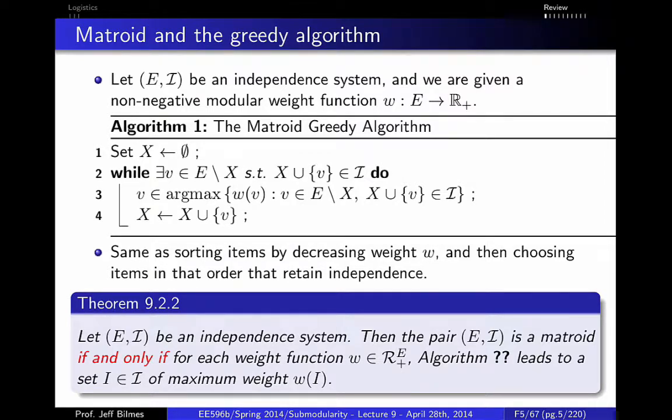Okay, so here's a review. So we saw matroids and the greedy algorithm. The critical theorem is this one: the set system is a matroid if and only if the greedy algorithm works, where working means that for every non-negative weight function, that algorithm leads to a maximum weight independent set.